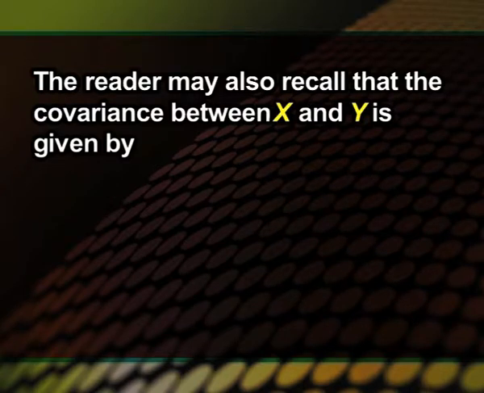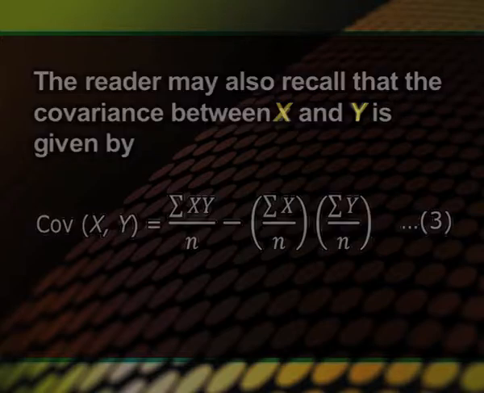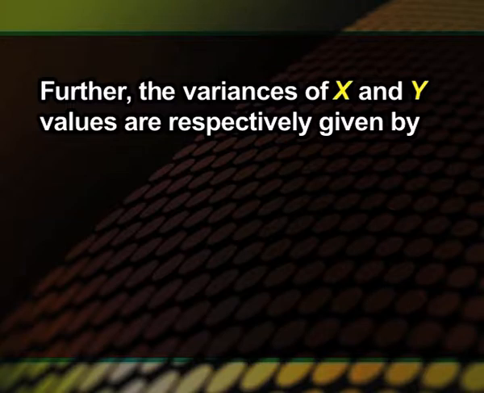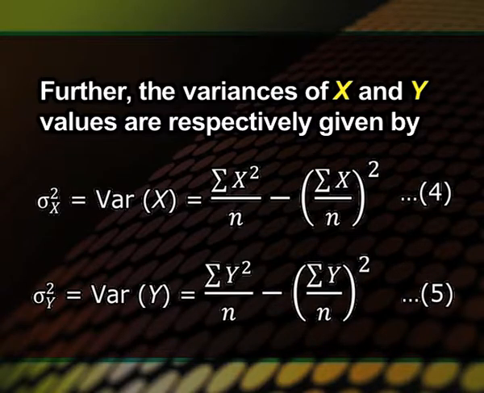The reader may also recall that the covariance between x and y is given by covariance of x and y equals sigma xy by n minus (sigma x by n) times (sigma y by n). So this is equation number 3. Further, the variances of x and y values are respectively given by the formulas: sigma x square represents the variance of x, which is equal to sigma x square by n minus (sigma x by n) the whole square. Let's make this equation 4. Sigma y square equals the variance of y, and this is calculated as sigma y square by n minus (sigma y by n) the whole square. So make this equation 5.